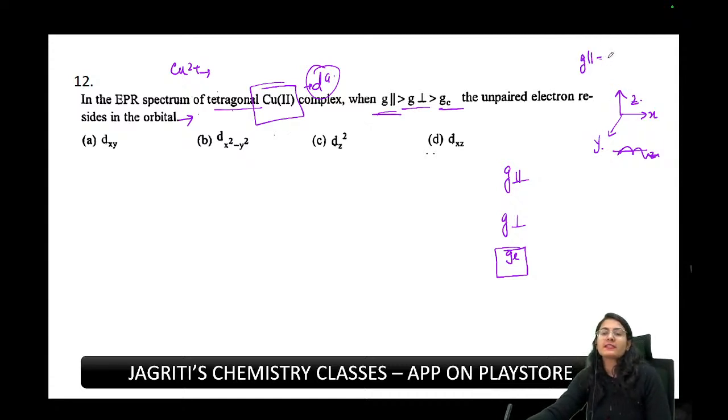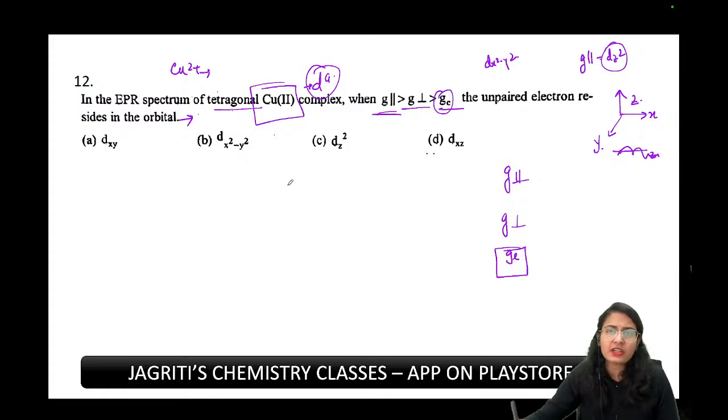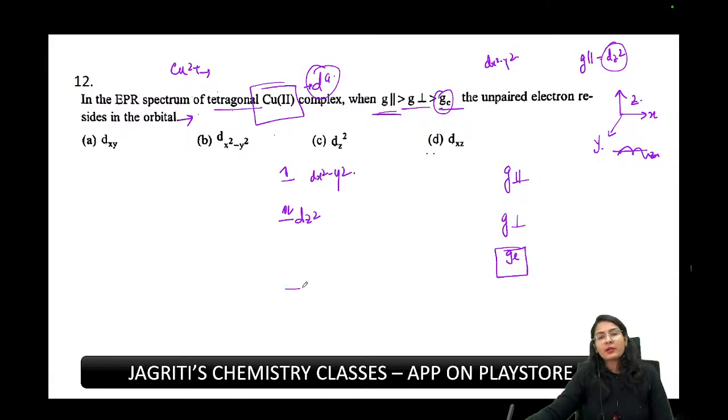g parallel is dz square. Okay, dz square has the maximum number of electrons. Then comes g perpendicular, which is dx square minus y square. All right. And then comes the ge of the electron. तो अगर Jahn-Teller distortion है, then dz square is going to be having 2 electrons और एक unpaired electron रहेगा dx square minus y square में, because it is going to be like this, more stable like this.